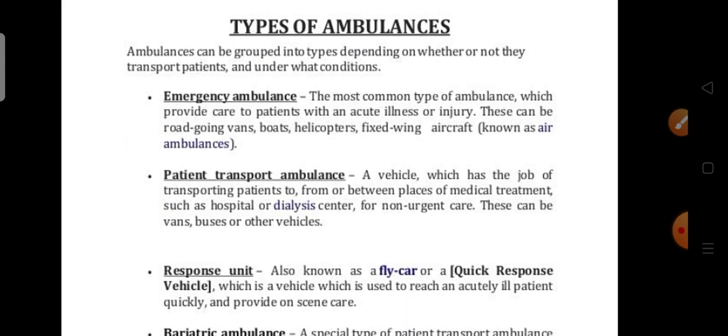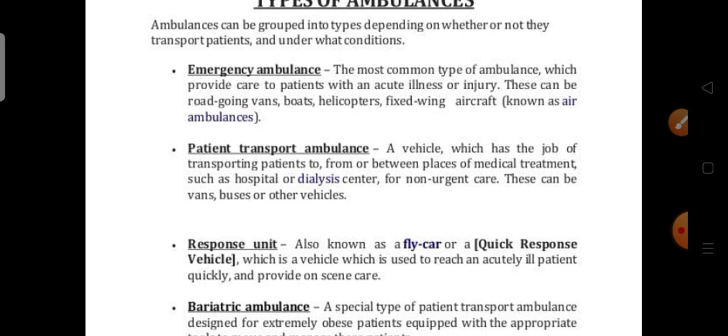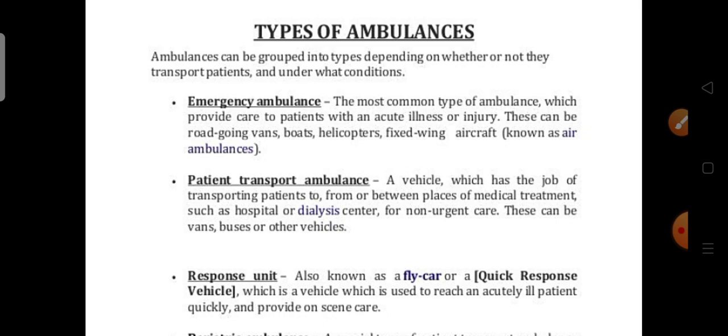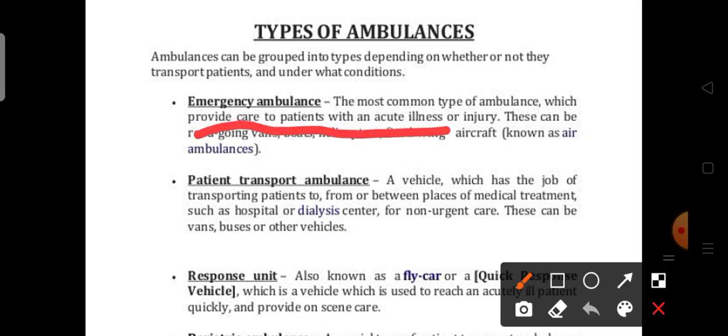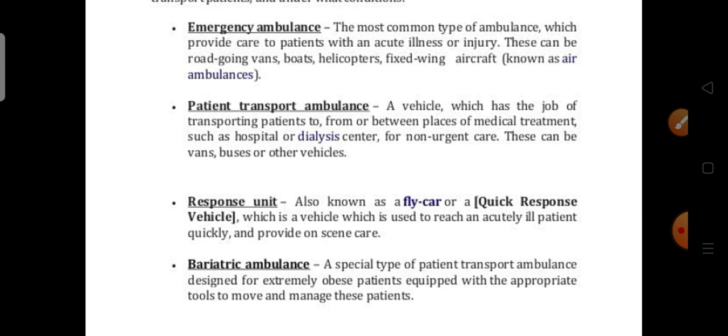Next one is the types of ambulances. Ambulances can be grouped depending on whether or not they transport patients and under what conditions. Emergency ambulance, patient transport ambulance, response unit, bariatric ambulance. Emergency means providing care to patients with an acute illness or injury. This can be road-going vans, boats, helicopters, fixed wing aircraft known as air ambulances. So till now we have studied air, water, road and all.